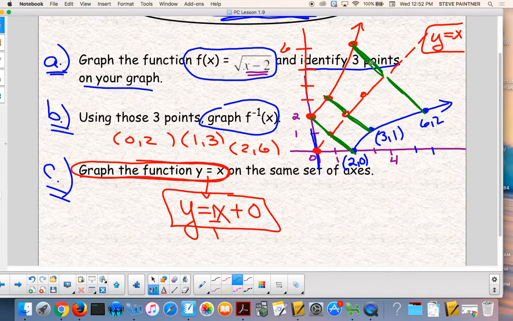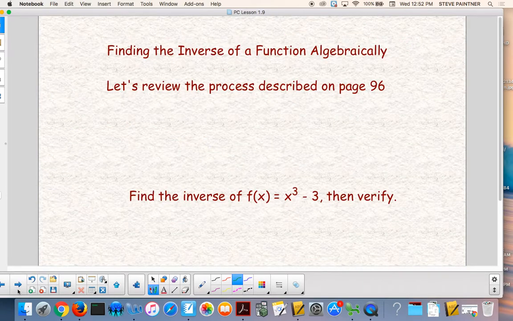So if you ever graph it and you go, wait a minute, this doesn't look right. It's not reflected over y equals x. Then you know you did it wrong. Okay? Does that make sense? It's a good, helpful hint is what I'm saying. All right? Any questions? Okay, here we go.